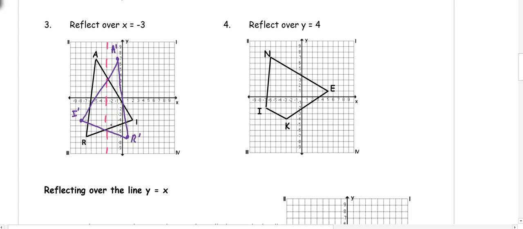Pause the video and try number 4 on your own. So number 2, once you complete your reflection, your image should look similar to mine. We ran out of coordinate space, so just estimate where K would go.